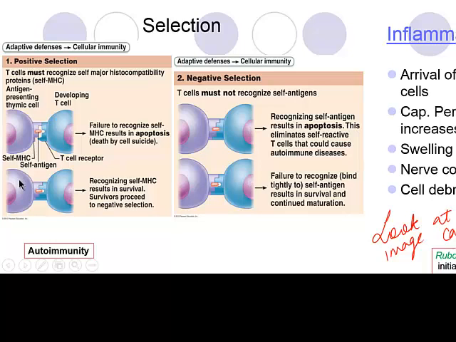If a cell which has come for training, on the other hand, recognizes this MHC protein as belonging to self, as a self marker, it will live and go on to the next step. This one is known as positive selection. So have you understood this? They first have to recognize their own markers. They have to be capable of recognizing their markers.